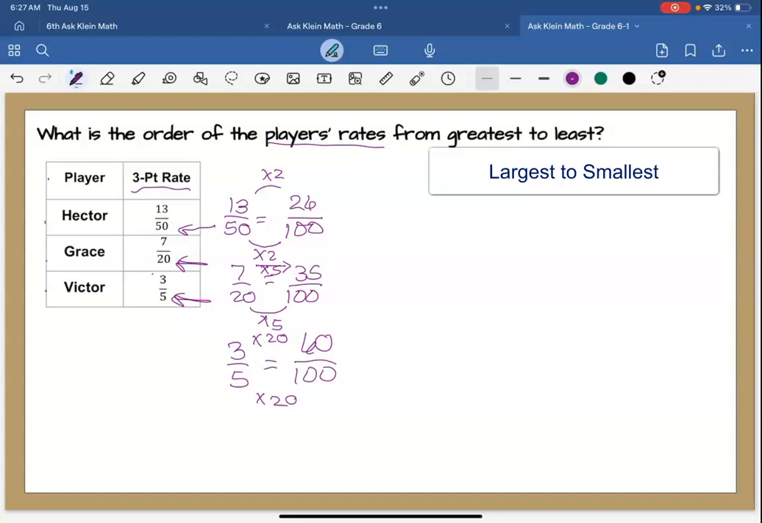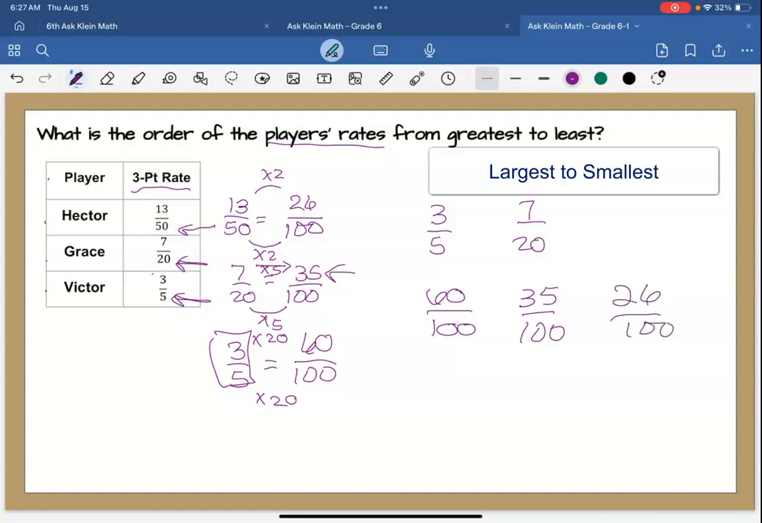Well, I have more hundredths in 60 hundredths, so that's going to be the greatest one. So 60 hundredths was the same as my 3/5, so that's my largest. And then my next largest is 35 hundredths, which was the same as my 7/20ths. And then my last one is 26 hundredths. It's smaller than the prior two. So 26 hundredths was my 13/50ths.